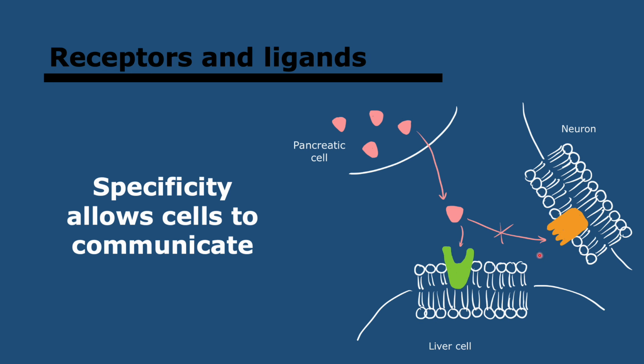This specificity is very important because, as you can see here, in the case of a pancreatic cell releasing insulin, if insulin is the ligand, we want insulin to bind to liver cells so that they will uptake glucose, but not necessarily neurons. So here you can see that specificity in action. That allows for very specific and tailored communication.